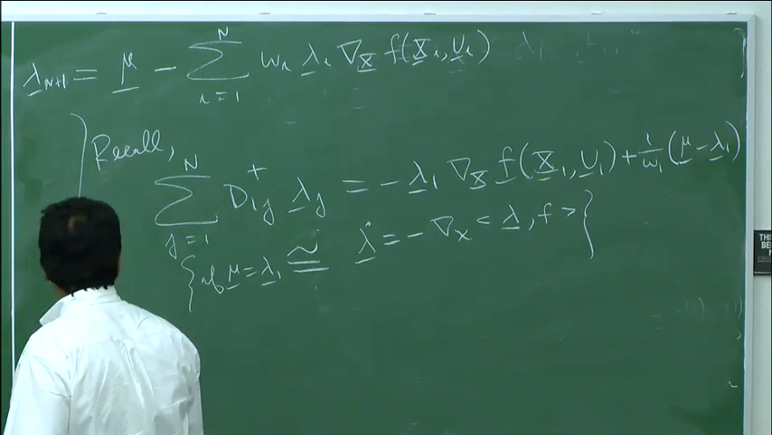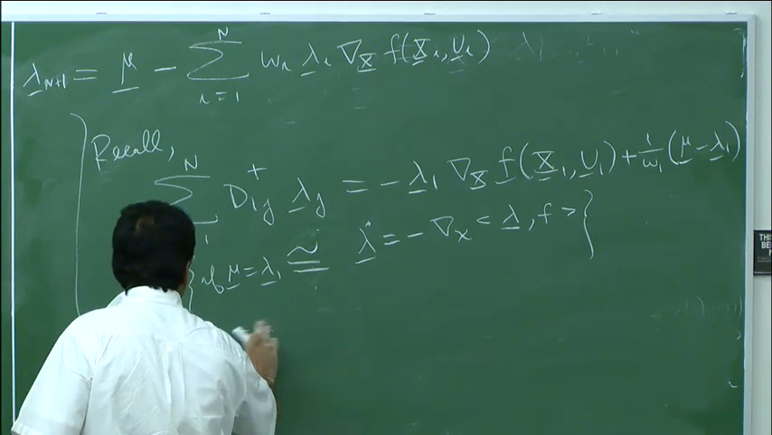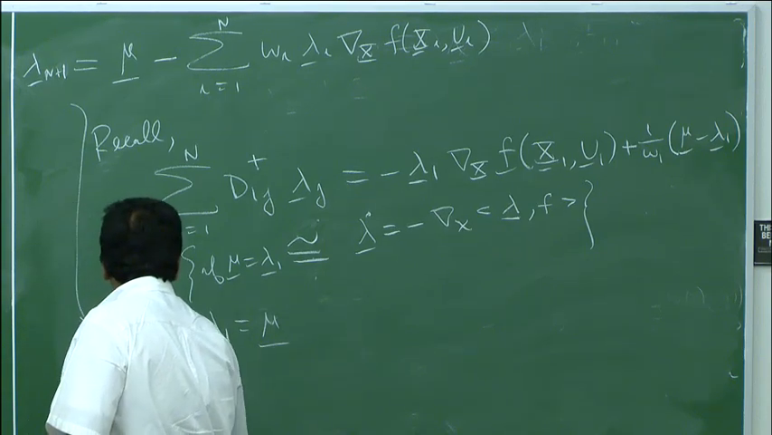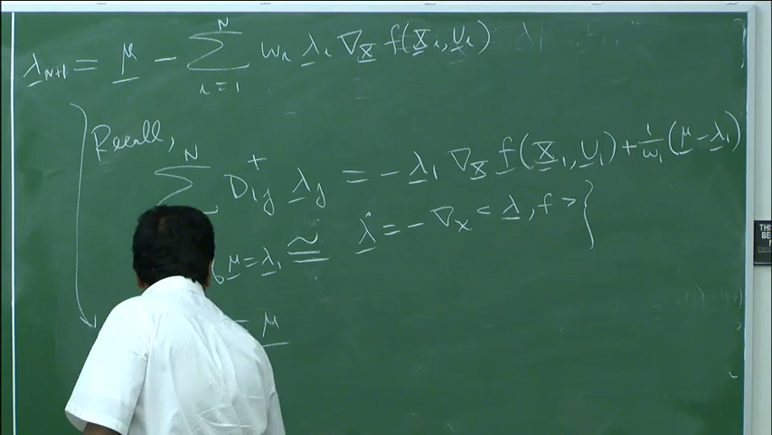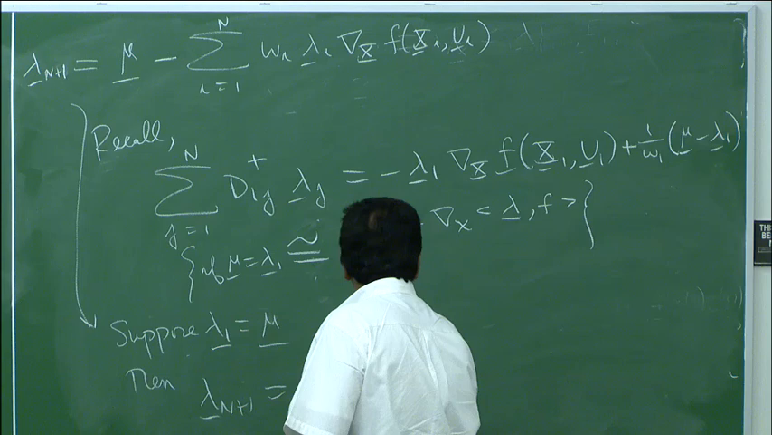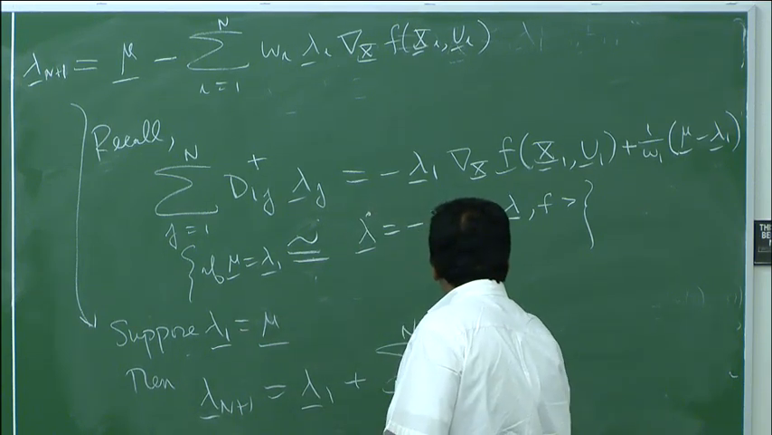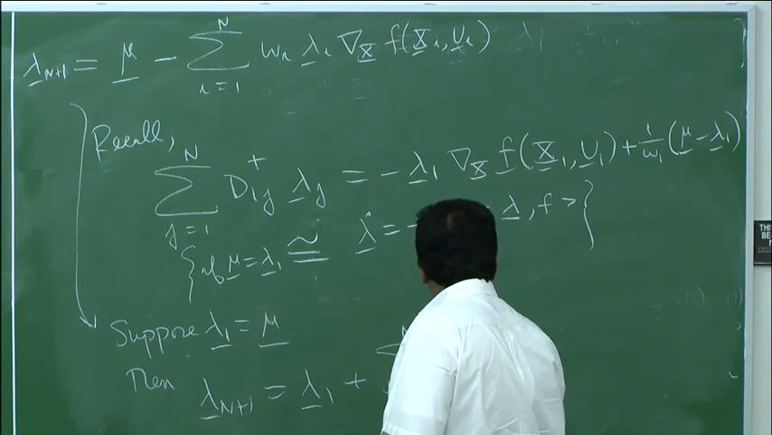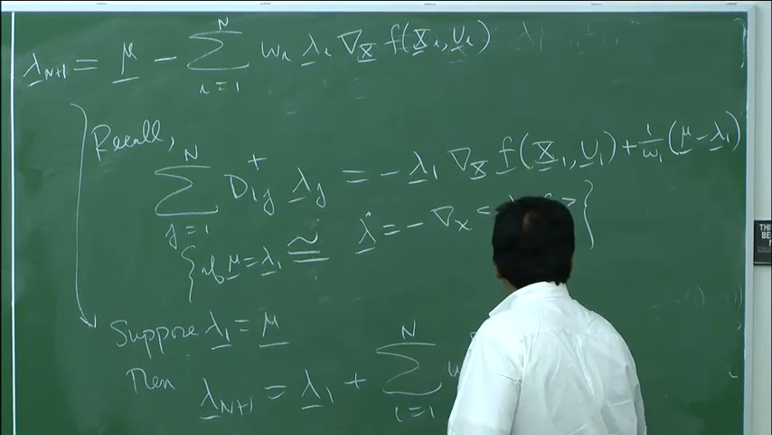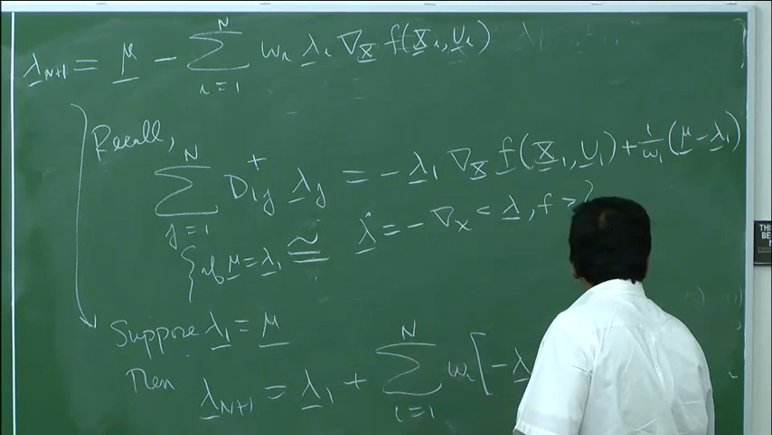So let's go back down here. I say, suppose lambda 1 were equal to mu, okay? We don't know that right now, but let's suppose that were true. Then what we'd be able to write is lambda n plus 1 is equal to lambda 1, plus the sum from i equals 1 to n of Wi times minus lambda i times the gradient with respect to x of f of xi and ui.